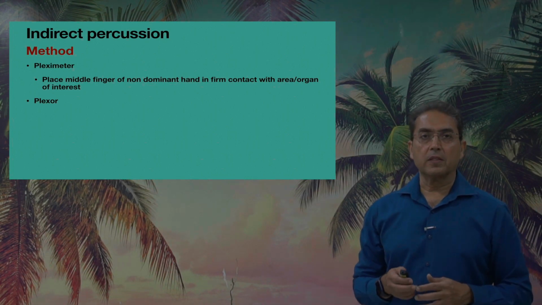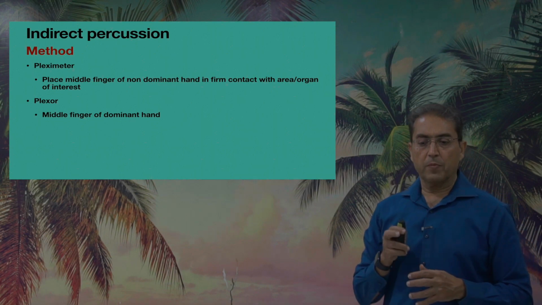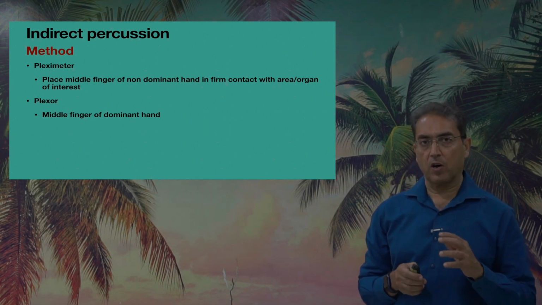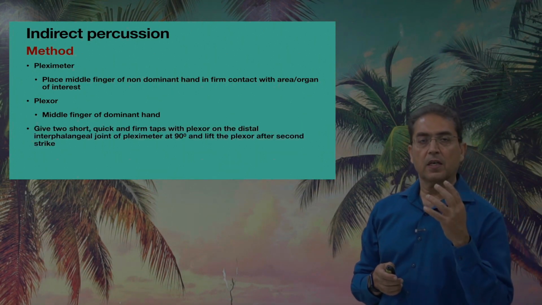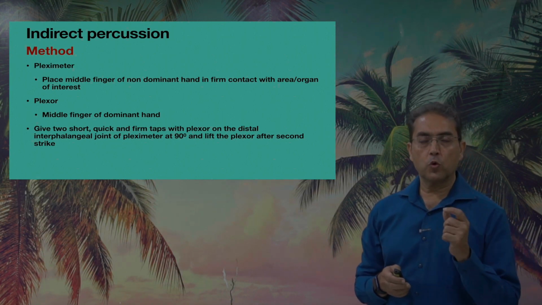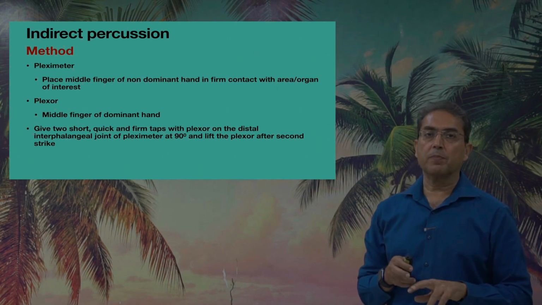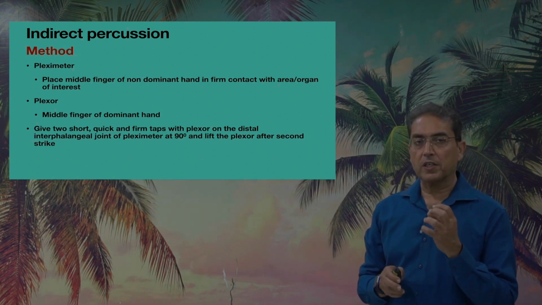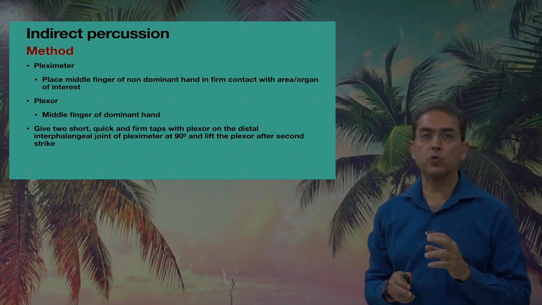Now the second instrument is the middle finger of the dominant hand, which is called plexer. Now middle finger of this hand is used to strike the pleximeter. Now how we do the percussion is we place the pleximeter in the area of interest and give 2 quick, sharp and firm taps from the plexer on the pleximeter like this. And we note what is the sound produced. We record that sound in the mind, that what sort of sound was produced.